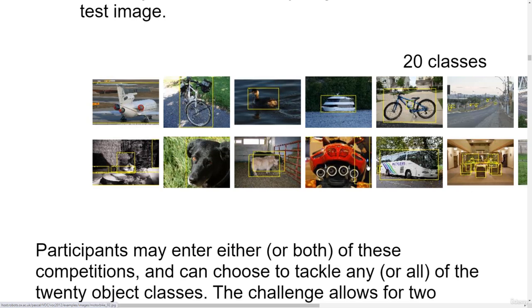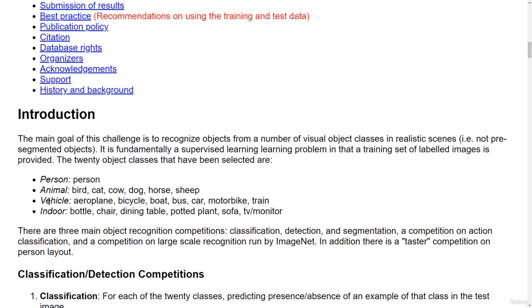So when given this kind of image, these objects could belong to one of 20 classes, and these classes happen to be person, bird, cat, cow, dog, horse, sheep, airplane, bicycle, boat, bus, car, motorbike, train, bottle, chair, dining table, potted plant, sofa, and TV or computer monitor.